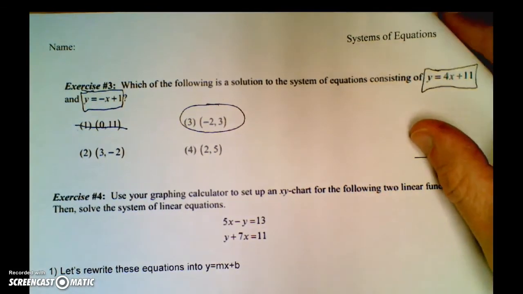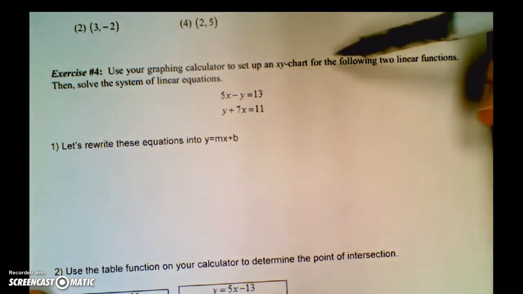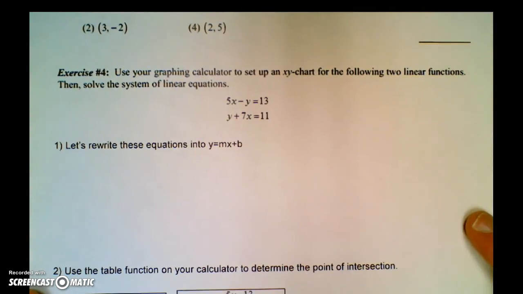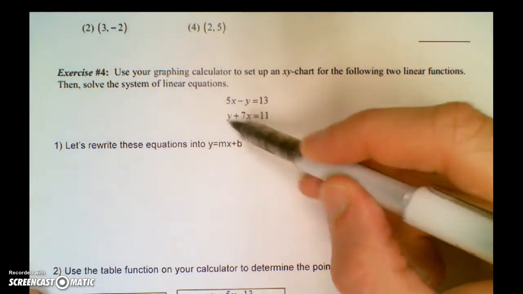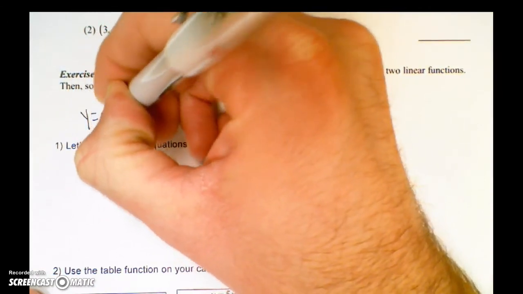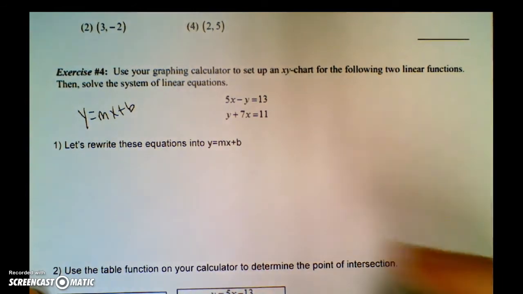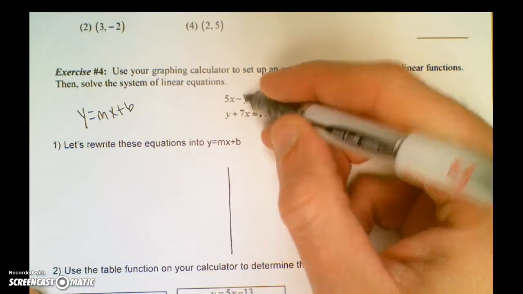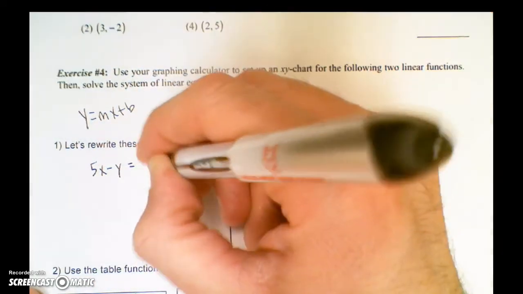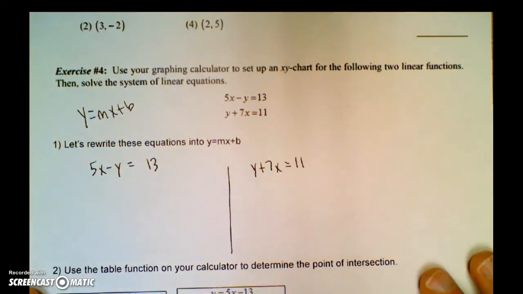Alright, the last problem here. Use your graphing calculator to set up an XY chart for the following two linear functions. Then solve the system of linear equations. So the issue currently with these two equations is that they're not in the y equals mx plus b form. So that's why we spent some time last week practicing rewriting equations in y equals mx plus b. So I'm going to do that for each one. Here's 5x minus y equals 13, and y plus 7x equals 11.